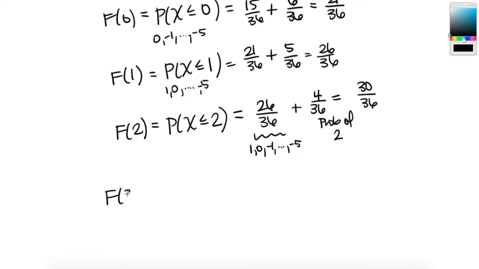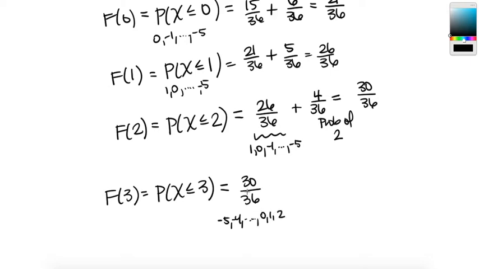Okay. F of 3, the probability that x is less than or equal to 3. So remember, that's all of the previous ones. So this is -5, -4, up to 0, 1, or 2. And then if we look up at 3, there are 3 out of 36 options when it gives us 3. So we add that together and get 33 out of 36.